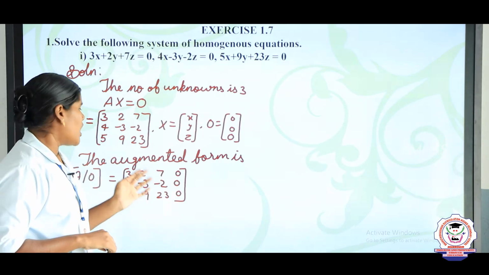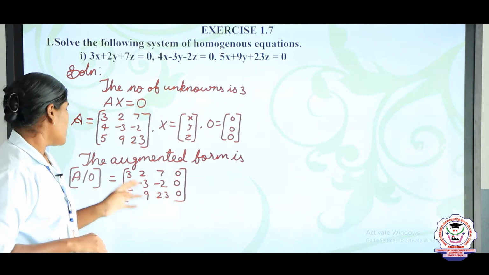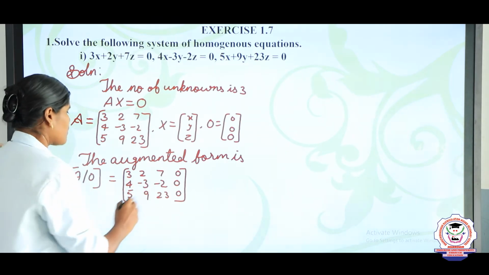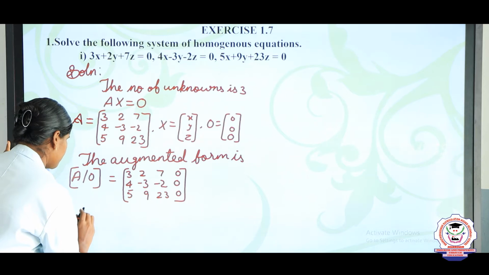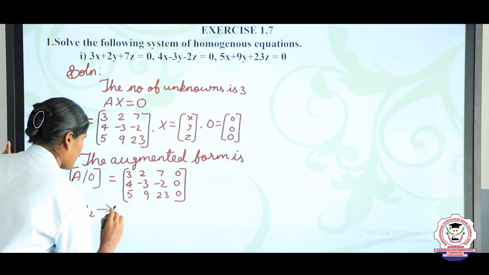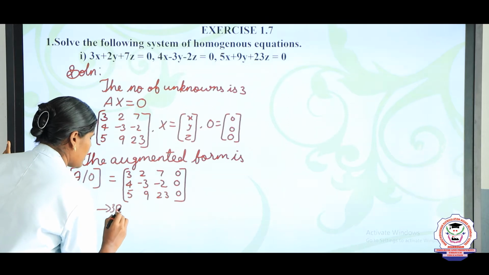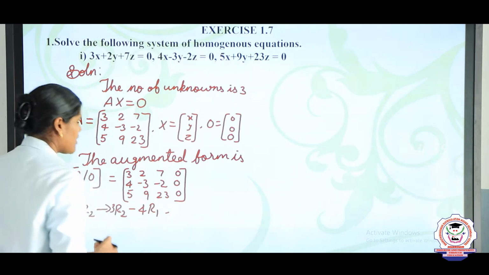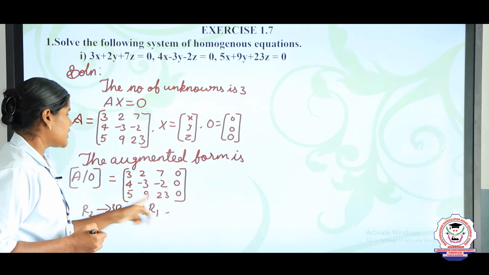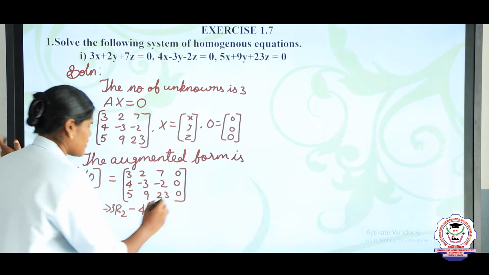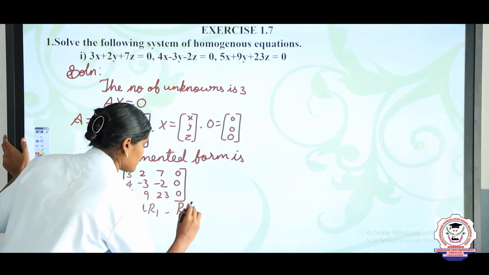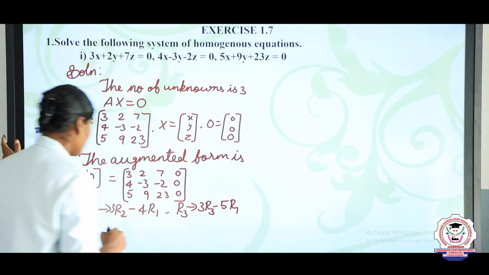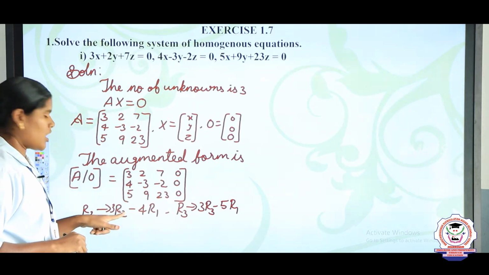Look at this matrix, all elements are entirely different. So, I am going to multiply this second row with number 3 and first row with 4. So, R2 implies 3R2 minus 4R1, and same as I am going to multiply this third row with 3 and first row with 5. Then we get R3 implies 3R3 minus 5R1.